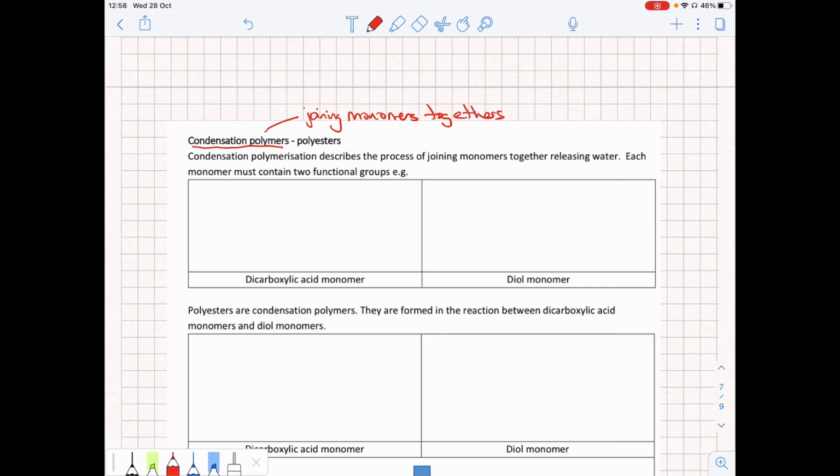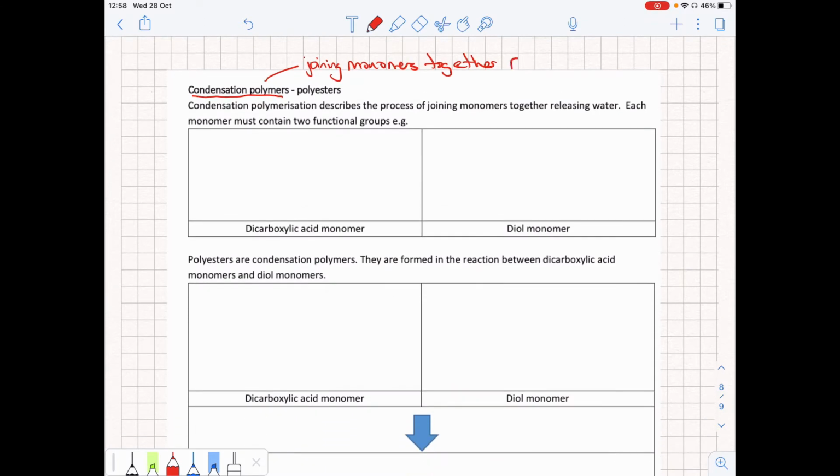In this case, because this is called a condensation polymer, what we're doing is, as we join these monomers together, we release water. Hence the phrase condensation. The monomers that we've got to use here are very special because they contain two functional groups, and I'll explain to you what that means now. They contain two functional groups, and that makes them very special.